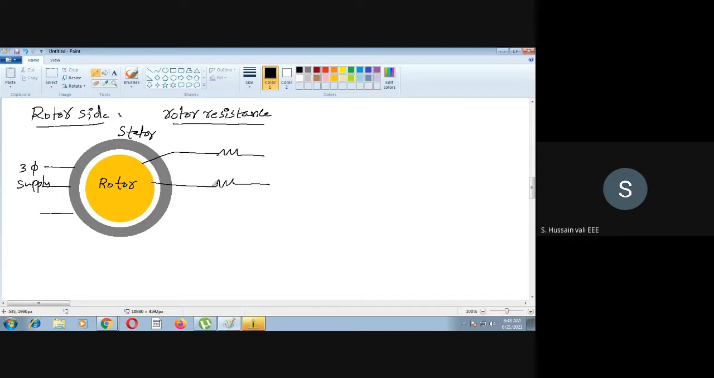Every phase you connect a resistor. And then obviously, see here it's not a constant resistance, it's a variable resistance. Only then can you vary the resistance here. So then you join all these things, you short all these things at one point. Anyhow, you have to close the circuit here.